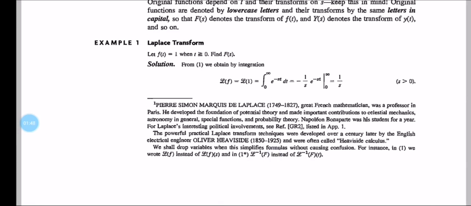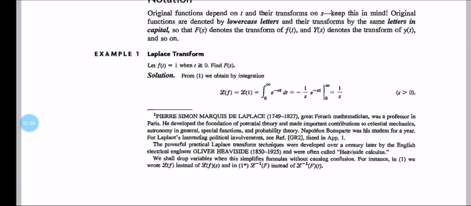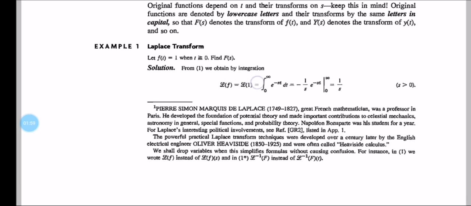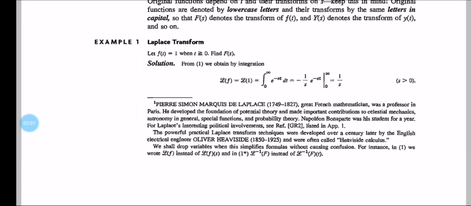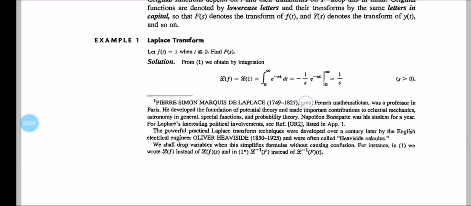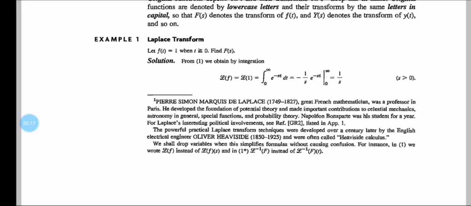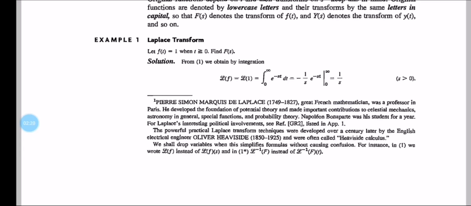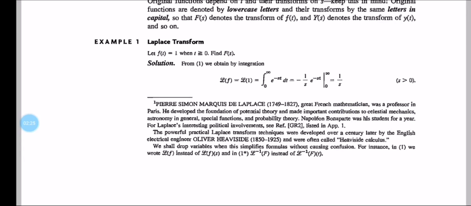So let's see one simple example. Suppose f(t) equals 1 when t is greater than or equal to 0, then find the Laplace transformation. L of f equals L of 1, because the value of f(t) is 1. So that is the integral from 0 to infinity of e to the power minus st times 1 dt, which gives minus 1 by s, just do the integration. Finally you will get 1 by s, where s is greater than 0.